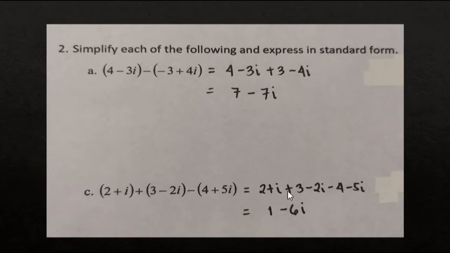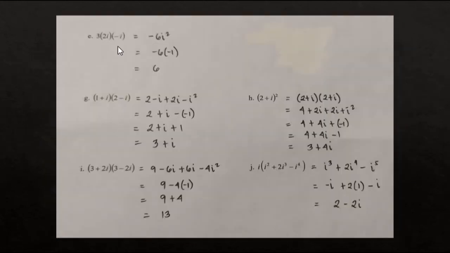So, let us simplify by combining like terms. So, we can combine this one, 2 plus 3 is 5, minus 4. So, this is 1. Then we have i minus 2i, that is negative i, minus 5i, so that is negative 6i, or 1 minus 6i. Alright, let's go to letter E.